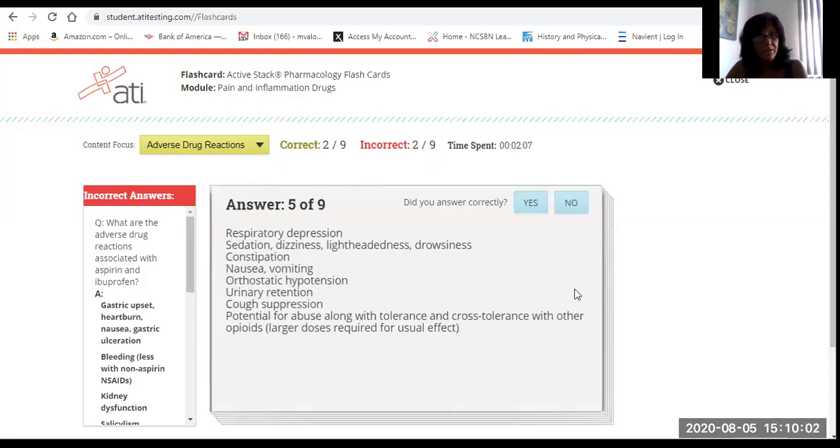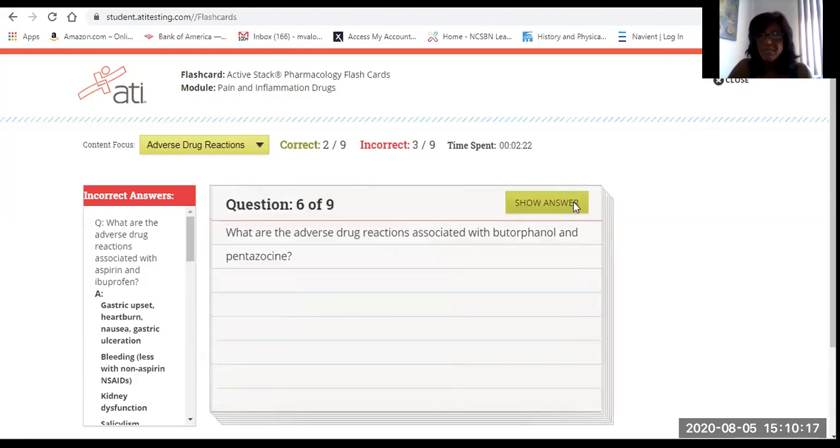Let's see. Look at that. Respiratory depression, sedation, constipation, urinary retention. How about that? Look at that. Okay. So these are the flashcards. And they can help you with very specific things.